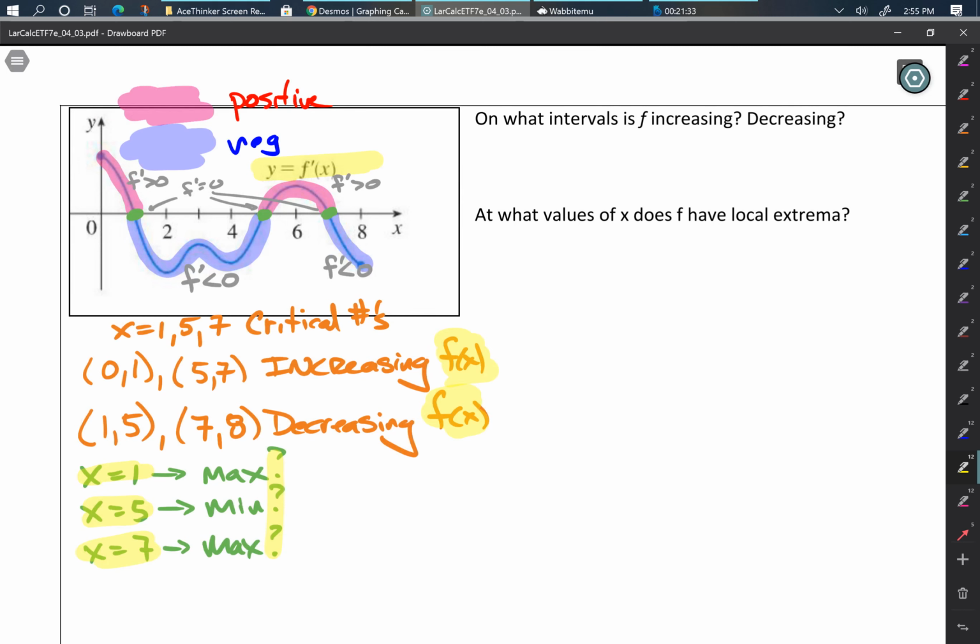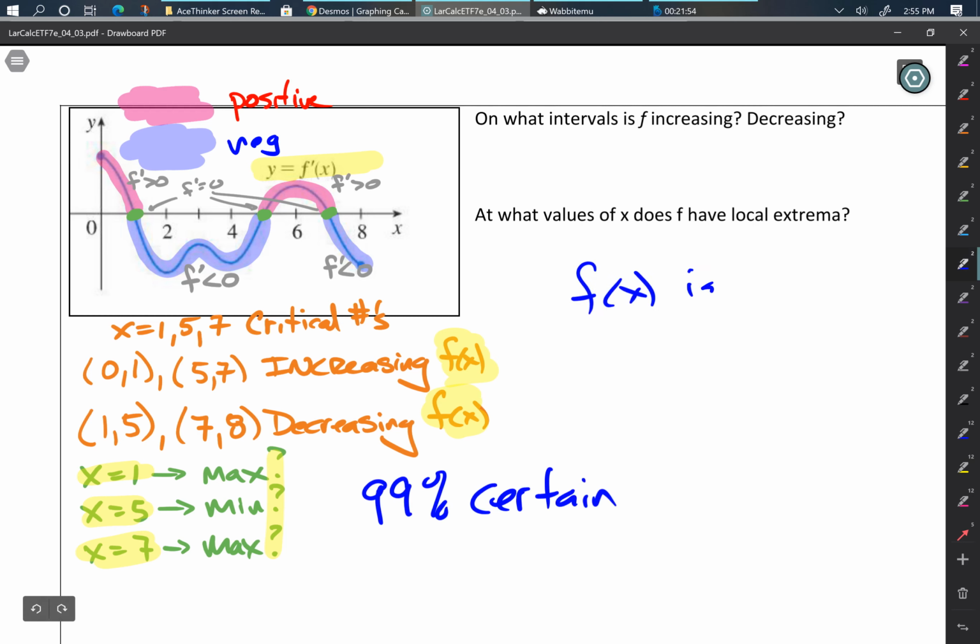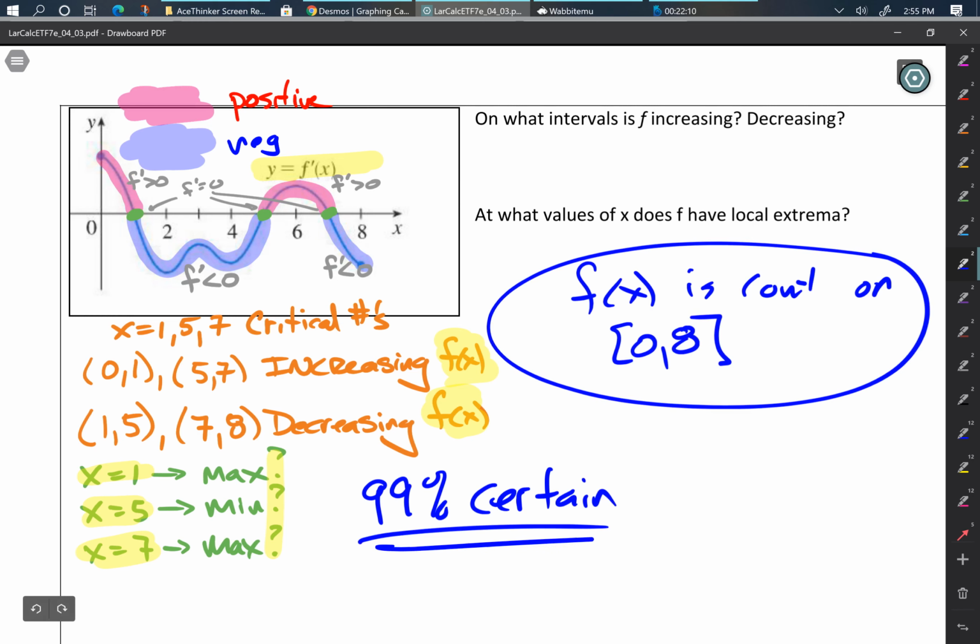Everything about this graph tells me to think that I probably got a max at x equals 1 and at x equals 7 and a min at x equals 5. But I'm not 100% certain. If I wanted to give a likelihood to it, I'd say I'm about 99% certain. If you could tell me that f of x is continuous on the closed interval 0 to 8, then I would say that those are absolutely maxes and mins. But lacking this, I'm not 100% certain, but I'm pretty certain.